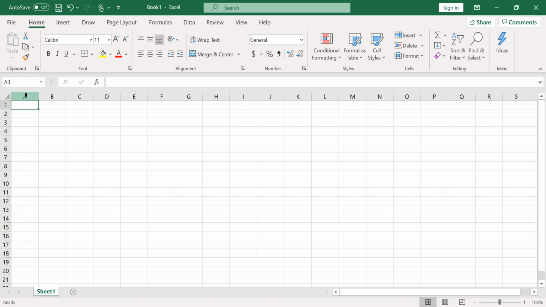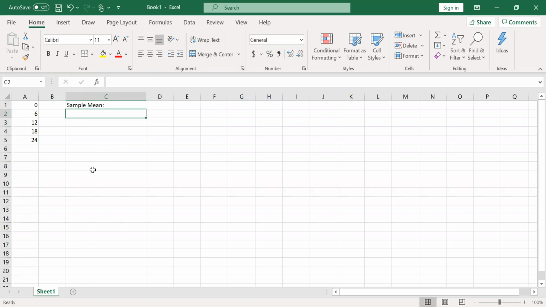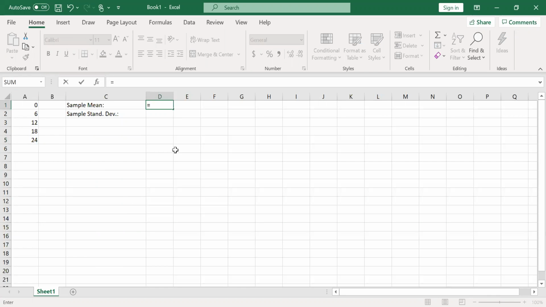So our data values for the first set were 0, 6, 12, 18, 24. There were 5 data values. We'll do the sample mean and sample standard deviation, and I'll just abbreviate it. There's a couple different things in Excel that does it for you. Again, you'll likely be using your own calculator.